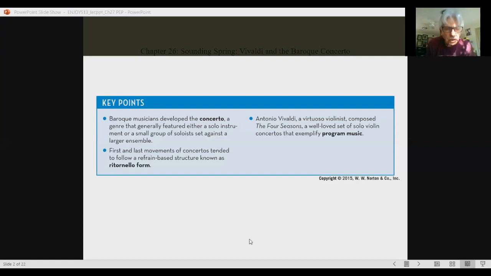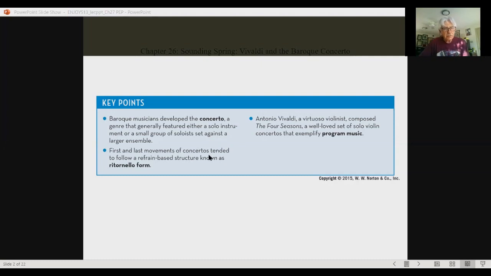So when did the concerto actually start? First year? I don't know, but by the late Baroque, it's in full force, right? Baroque musicians developed the concerto, a genre that generally featured either a solo instrument or a small group of soloists set against a larger ensemble. It's very much in the style of opera, as far as small against large. And the concertos typically have three movements, and it's set fast, slow, fast. And I'll probably say that several times during this lecture.